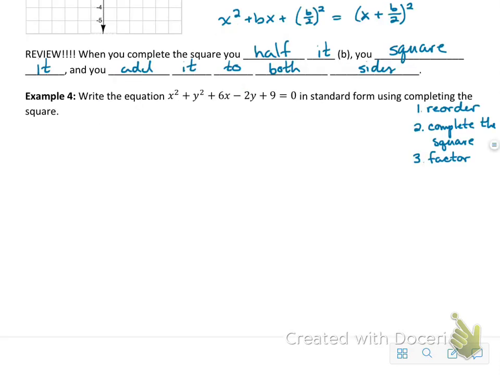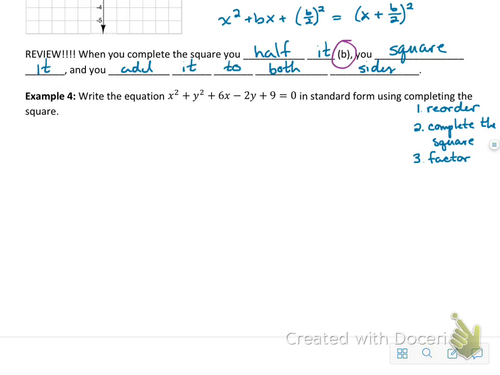Now, we need to go back in time to where we used completing the square. Because, for example, 4, we have to write the equation in standard form using completing the square, because that's really the only way you're going to be able to do it. So when you complete the square, you half it, you square it, and you add it to both sides. Okay, that's the little jingle that I told my class. Now remember, when you're halving something, it's the b that you are halving. That's why that b is in parentheses right there.